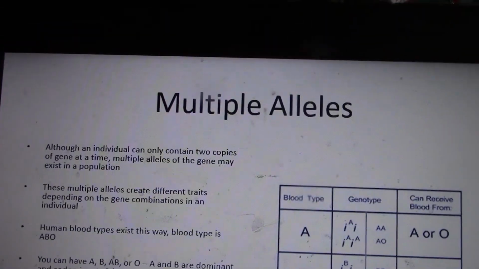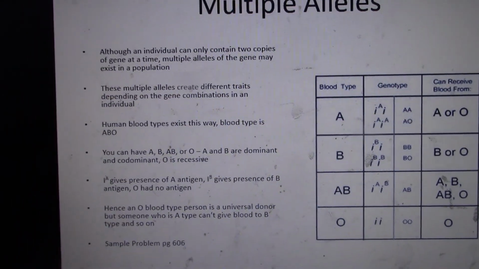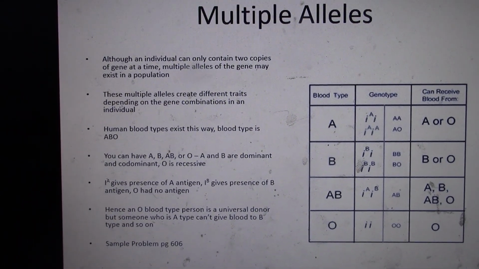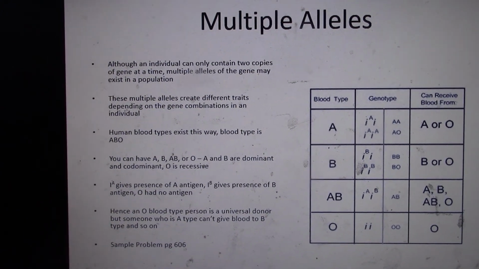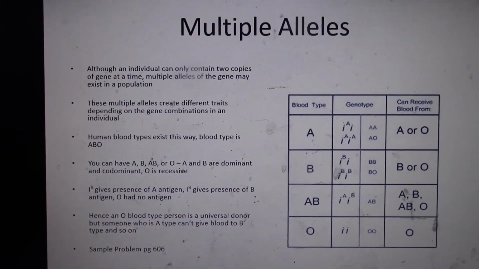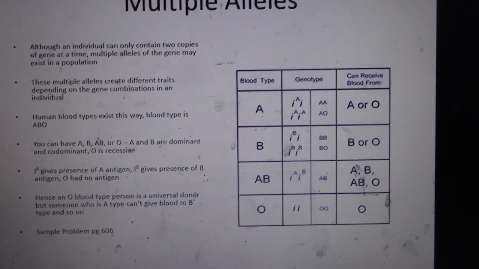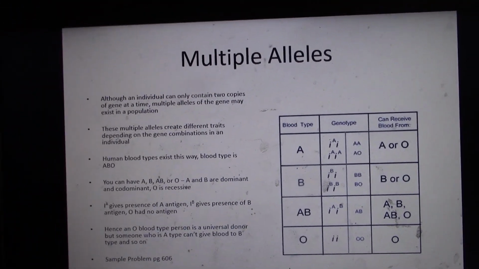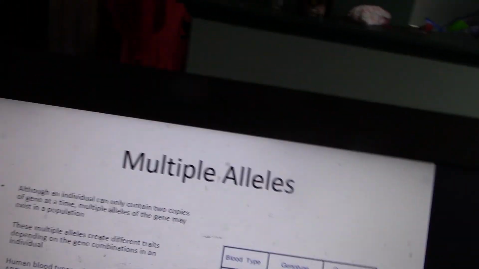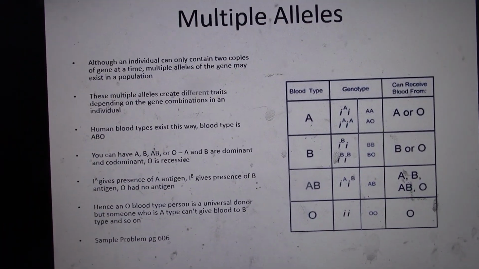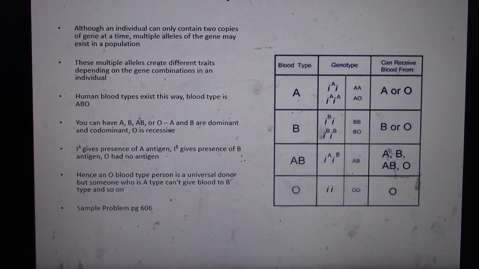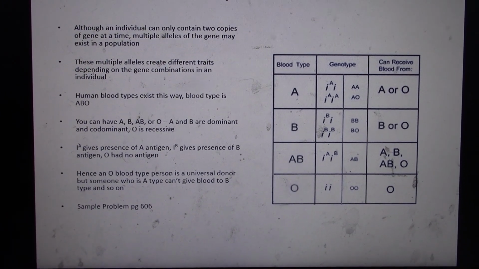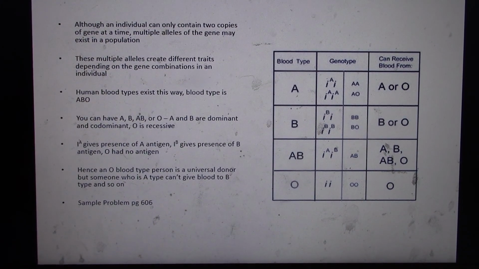Okay, so in some cases, although an individual can only contain 2 copies of a gene, there's more than just 2 alleles in a population. Blood typing is a good example of this. There's A blood type, O blood type, and B blood type. So even though you can only have 2 copies of an allele, it doesn't mean that there's not more present. So human blood types exist this way. So you can have A blood type or B blood type or AB or O blood type.